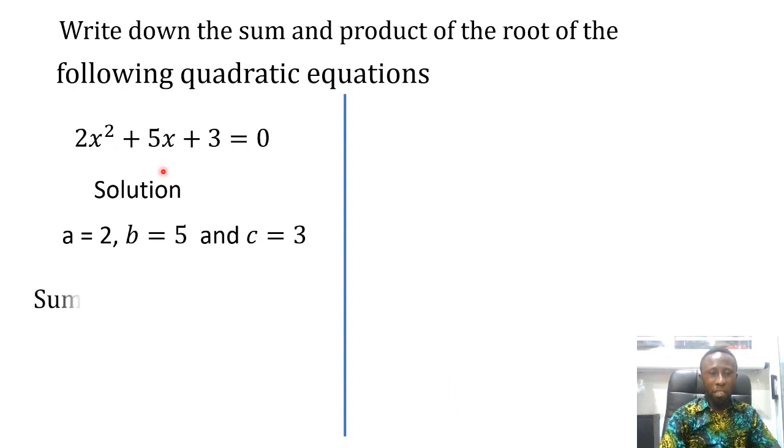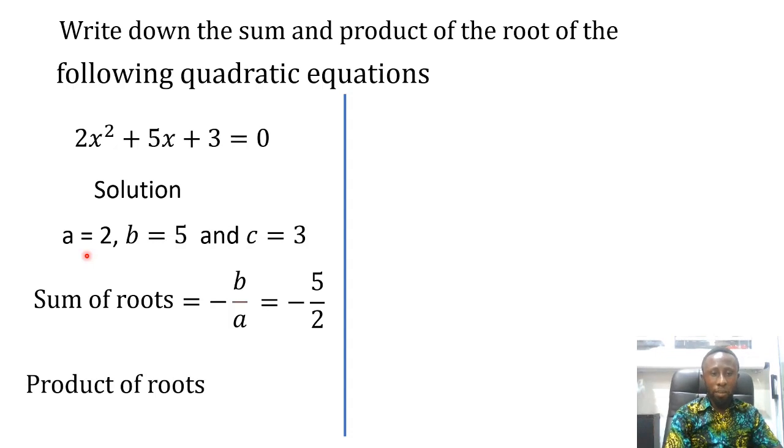So our sum here is what? The sum of roots. We know that the sum of roots, that's alpha plus beta, is the same as negative b out of a, right? So that's negative b out of a. When we were proving, we saw it. So our b is here 5, our a is 2. So our answer will be what? Negative 5 out of 2.